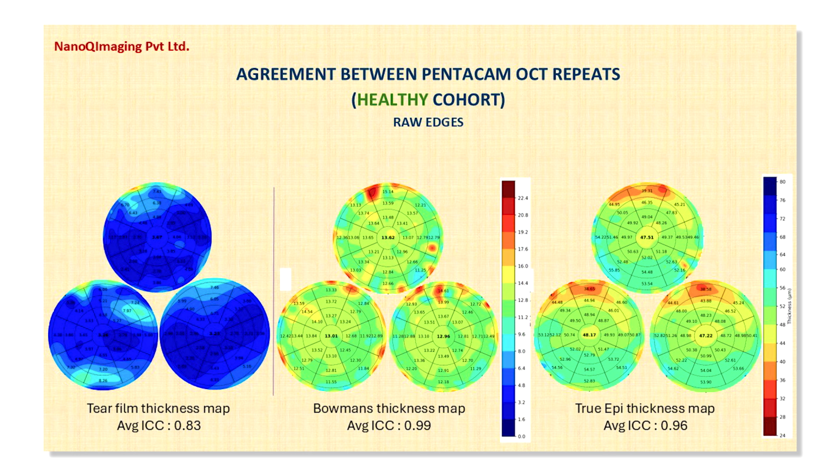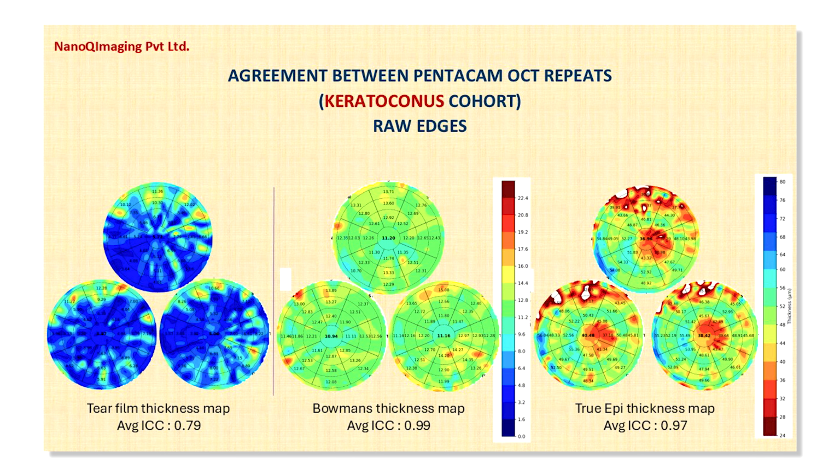And this is the repeatability data for the tear film thickness map, the Bowman's thickness map, and the true epithelium thickness map, which is without the tear film. Again, there is some work to be done on the tear film thickness, but otherwise the ICC is more than 0.9, which is excellent. This is the healthy eyes, and this is the keratoconic eyes, where again the ICC is quite good. So compared to other devices, it's better, and the ICC of the tear film, Bowman's thickness and true epithelium thickness map gives an excellent result here as well.